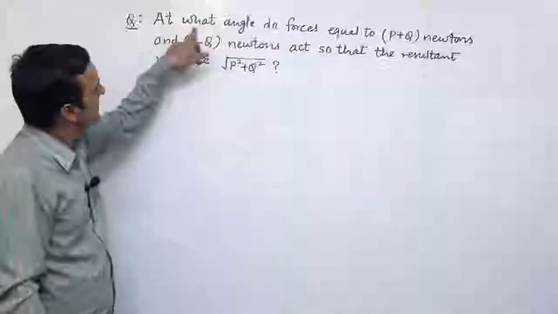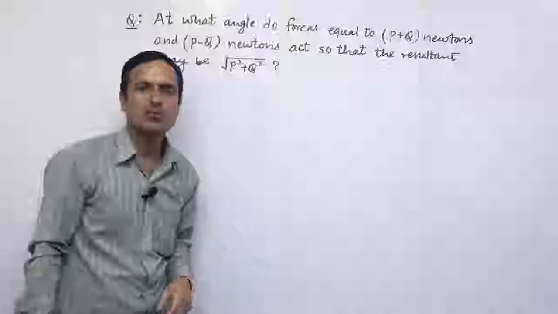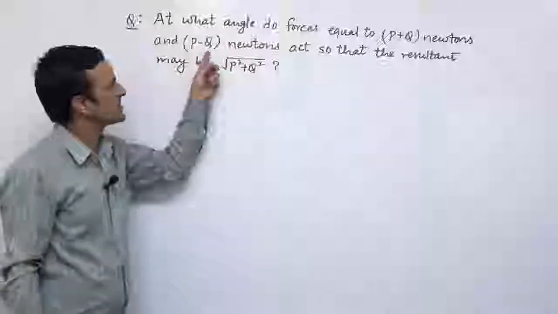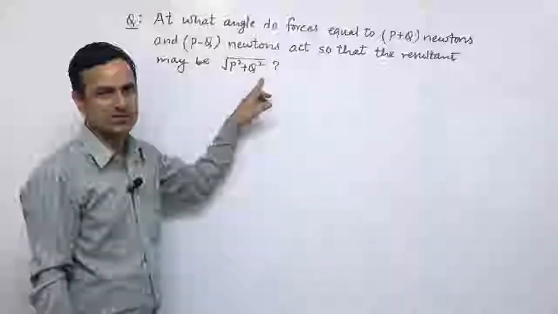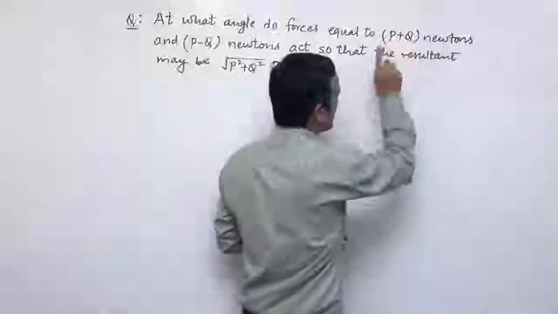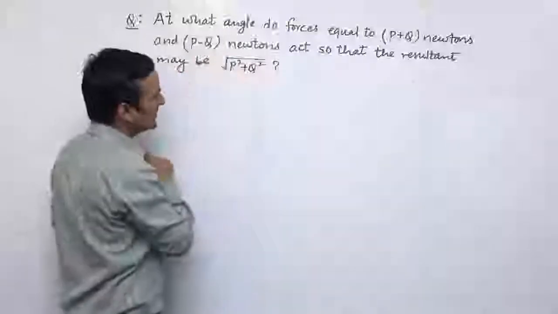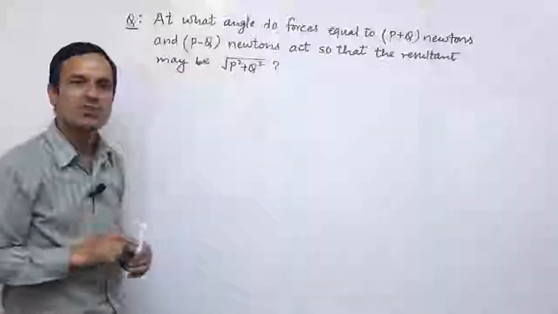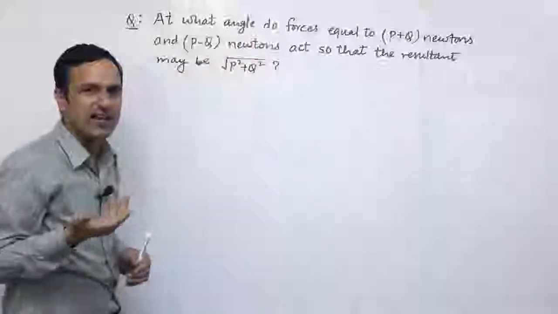So in this question, the angle is to be found. At what angle do forces equal to P plus Q newtons and P minus Q newtons act so that the resultant may be this one. As in the previous question, one of the forces is given, which is P plus Q, and another force is P minus Q newton, and their resultant is root under P square plus Q square. Now we have to find the value of alpha, which is the angle.